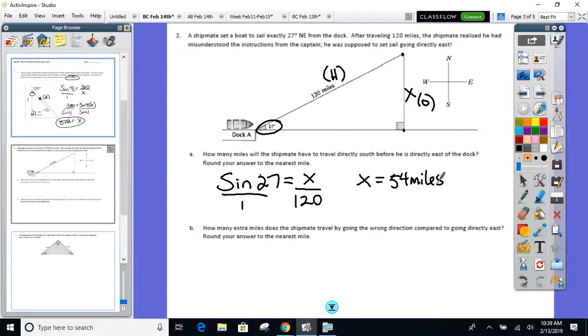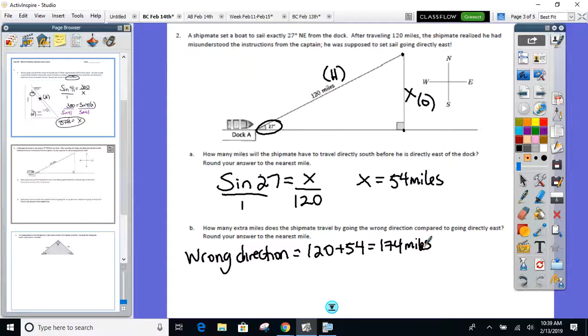And part B. How many extra miles does the shipmate travel by going in the wrong direction compared to going directly east? Well, first of all, we already know how many miles he goes in the wrong direction. What do I need to add up to find how many he goes in the wrong direction? 120 plus the 54 we just found. He did, let's see, what do we have? 174 miles in the wrong direction.